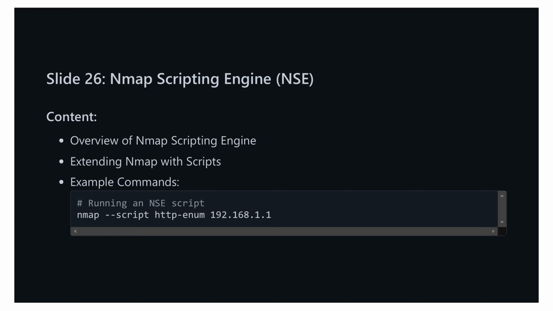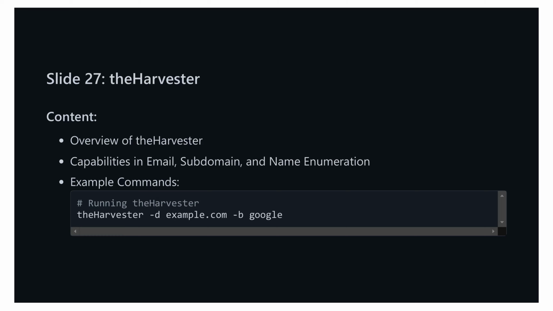On this slide, we're diving into theHarvester, a powerful tool for gathering information which can be crucial during the reconnaissance phase of a security assessment. theHarvester is a tool specifically designed for open source intelligence (OSINT) gathering. It excels in extracting valuable information such as email addresses, subdomains, and names from various public sources. This is particularly useful for gaining insights into the target organization by compiling data that could potentially reveal vulnerabilities or entry points.